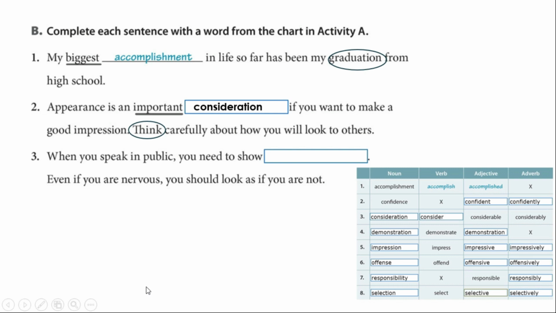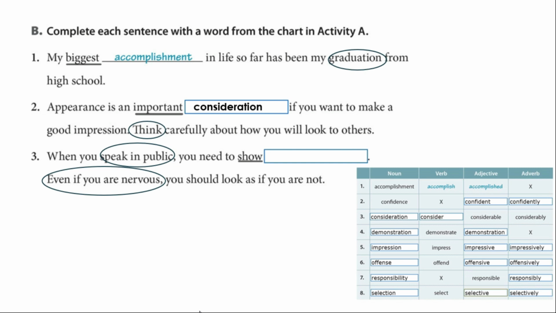Number three, when you speak in public, you need to show space. Even if you are nervous, you should look as if you are not. Okay, so show here is a verb, and therefore we are looking for an object. So you need to show something, and that something is a noun. Speak in public. So you would need this thing to speak in public.